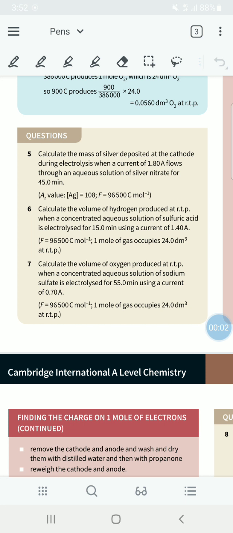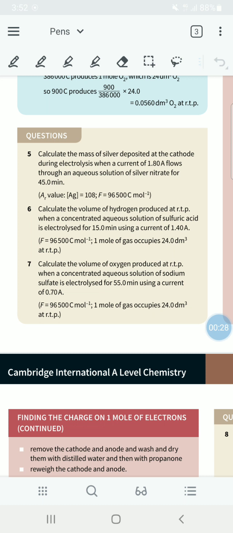Chapter 20 Chemistry, question number 5, 6 and 7. Question number 5. Calculate the mass of silver deposited at the cathode during electrolysis when a current of 1.8 amperes flows through an aqueous solution of silver nitrate for 45 minutes. Right? For 45 minutes. So they have given us the details to find the charge.